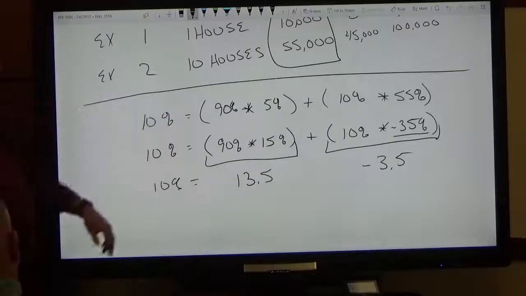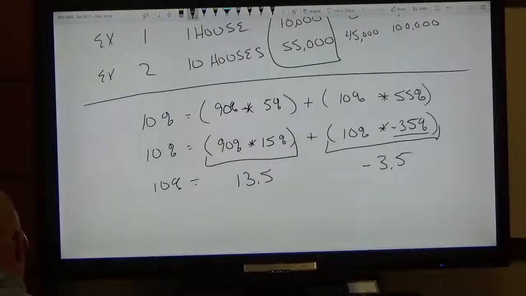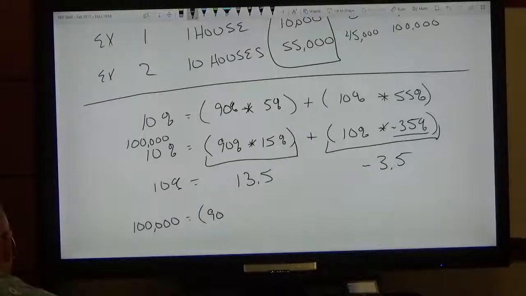Now let's put the real numbers there to see what's happening. The real numbers: we said this is $100,000. We still have our $900,000 that we're borrowing, but we're borrowing that at a 15% rate.